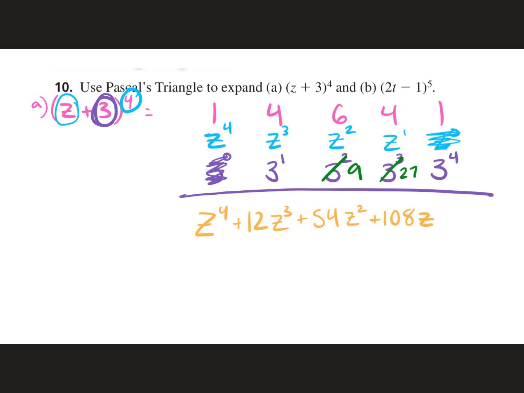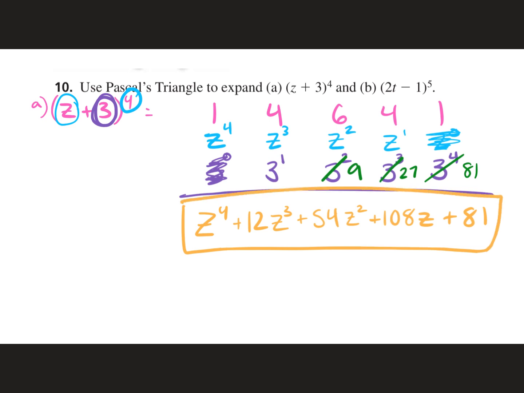And then lastly, we have 3 to the fourth power. What's 3 to the fourth power? 81. So plus 81. So this would be our answer.